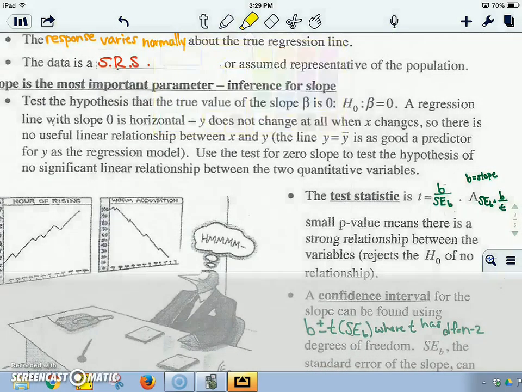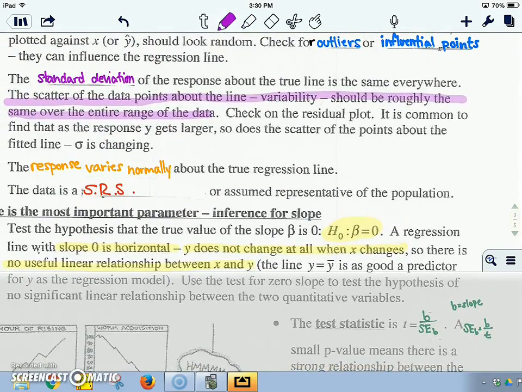The test of hypothesis is that the true value of the slope is equal to 0. We test that it's equal to 0 because a regression line with a slope of 0 is horizontal, which means that y does not change at all when x changes. So there is no useful linear relationship between x and y. If you had a graph and all the points were like this, as x changes, y is not changing. That's like saying there is no linear relationship.